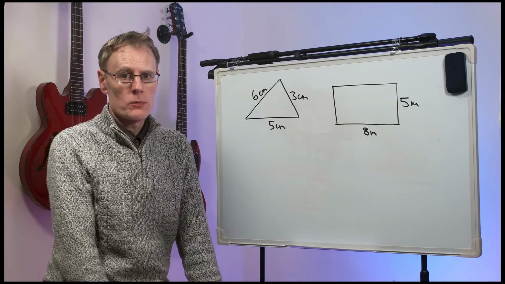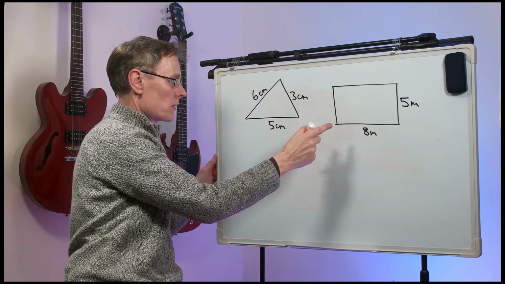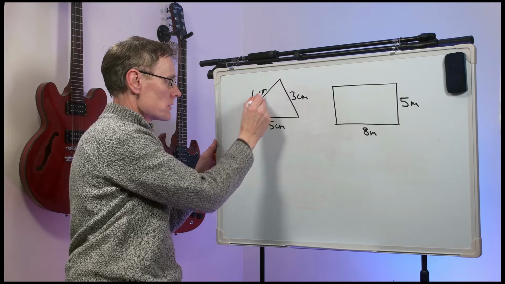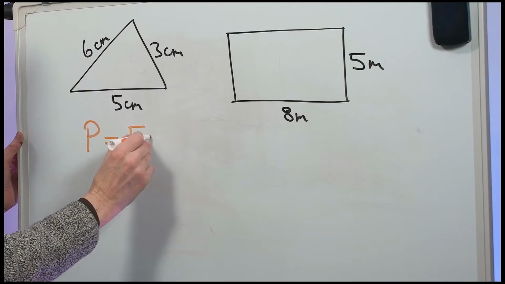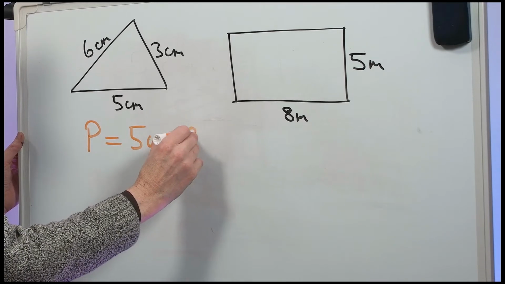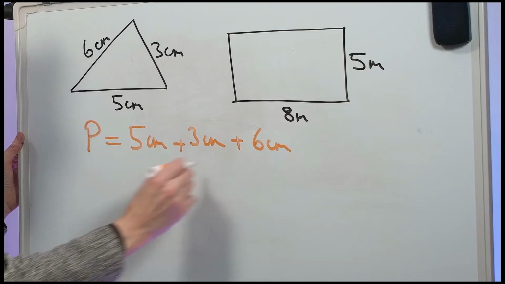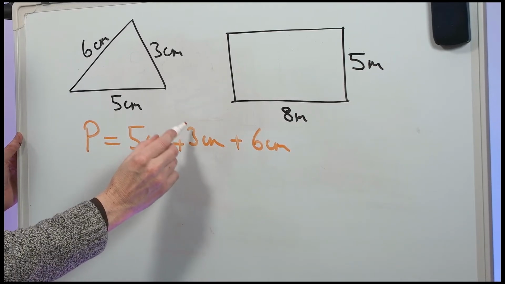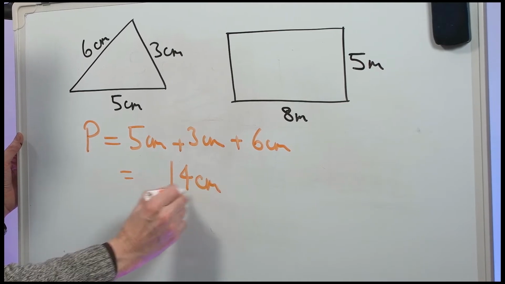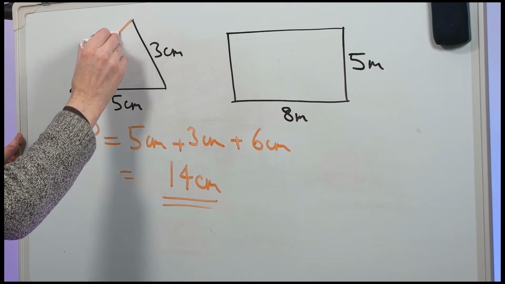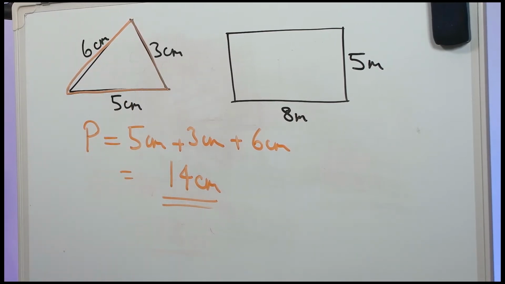So let's look at 2 more examples of perimeter. The perimeter of this triangle and the perimeter of the rectangle. Remember, the perimeter is the total length around the edge. So the perimeter is simply here 5 centimetres plus 3 centimetres plus 6 centimetres. Let's add that all up. 5, 6, 7, 8, 9, 10, 11, 12, 13, 14 centimetres. That's just how far you would go going around the edge, the total length measured in centimetres.